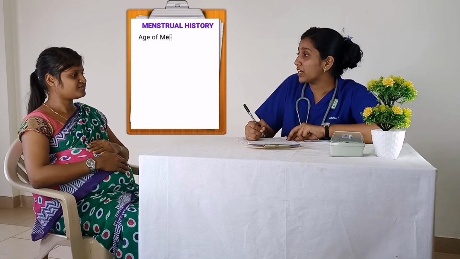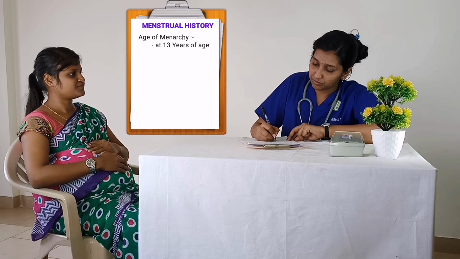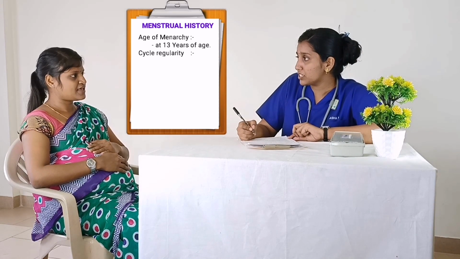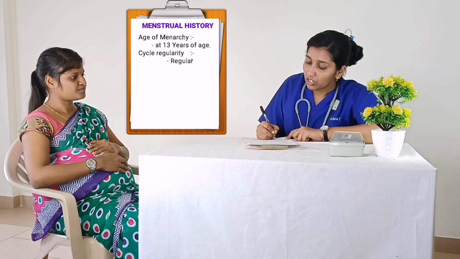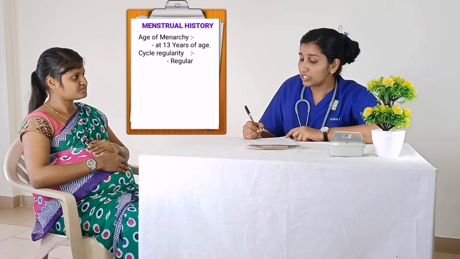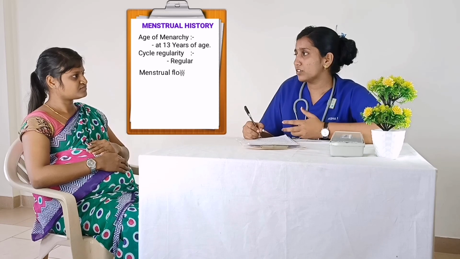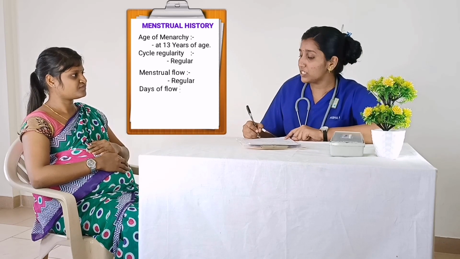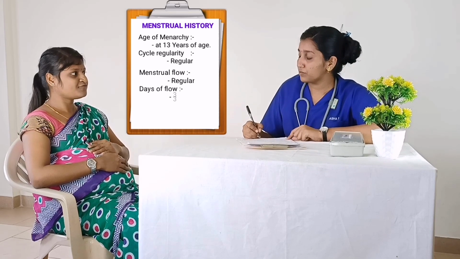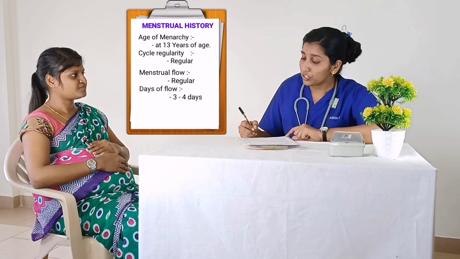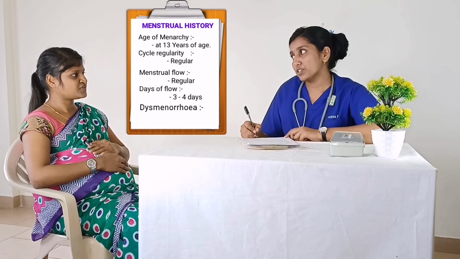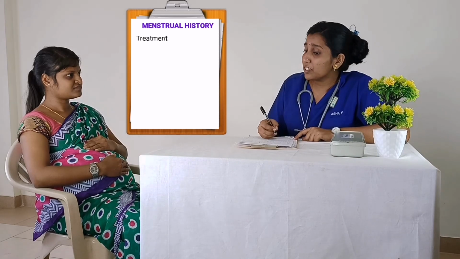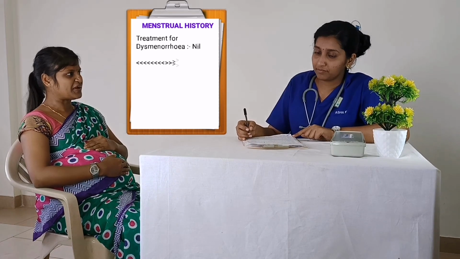At what age did you attain menarche? 13 years, ma'am. Did you have regular menstrual periods? Yes, ma'am. Is your menstrual flow regular, scanty or heavy? No, it's regular. For how many days do you have menstrual flow? 3 to 4 days. Do you experience any pain during menstruation? No, I didn't experience anything. Do you take any measures to relieve pain? No, ma'am, I don't.